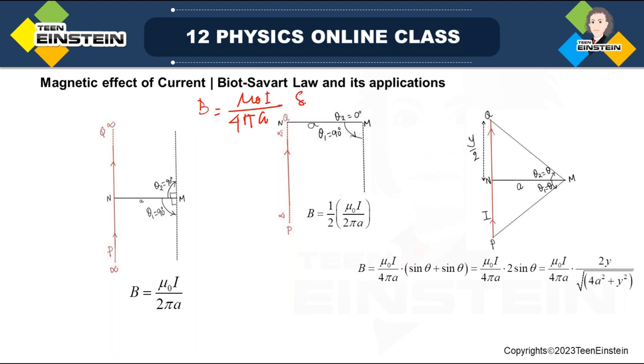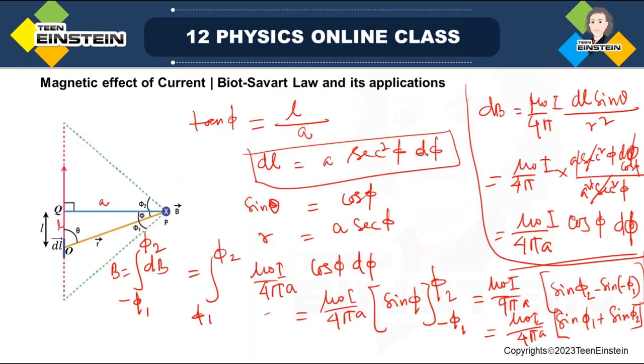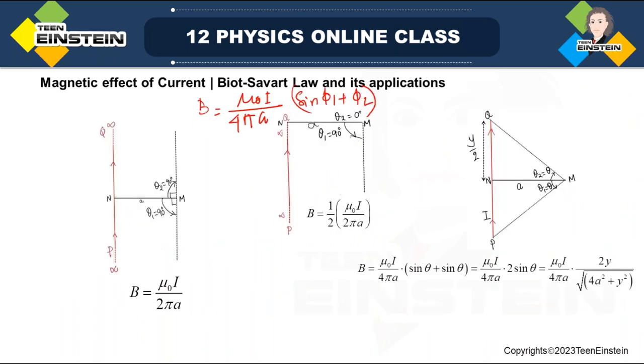Then sine phi 1 plus sine phi 2. So this is the result. In this case, I'd like to remind you this angle is phi 1 with the minus sign, and this angle is phi 2 with a positive sign. So for angle measurement, you have to see from where the angle is measured. Okay, so we have got this formula.